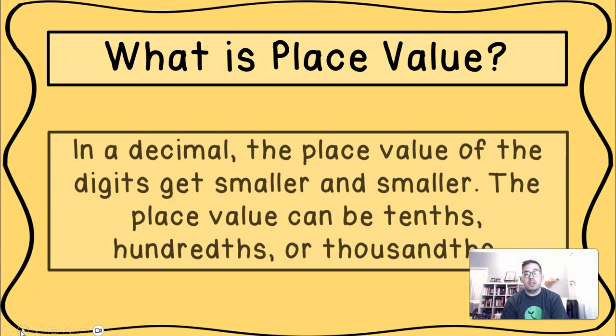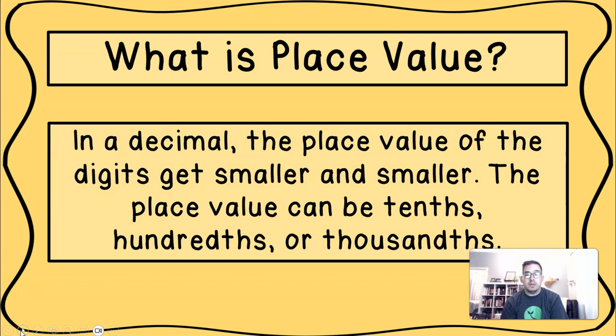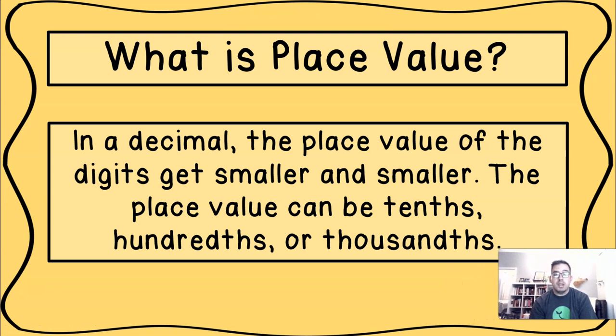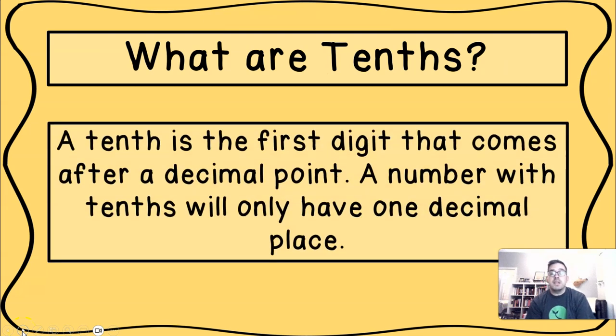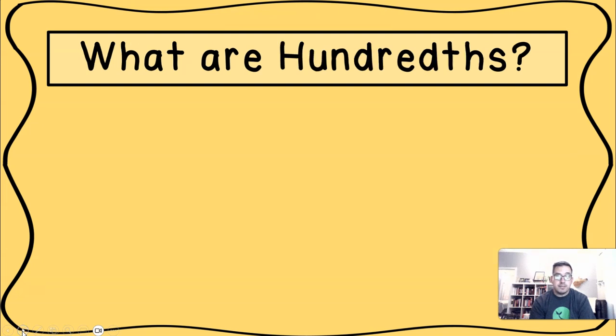What is place value in a decimal? Well, in a decimal, the place value of the digits gets smaller and smaller. The place value can be tenths, hundredths, or even thousandths. What are tenths? Well, a tenth is the first digit that comes after a decimal point. A number with tenths will only have one decimal place.